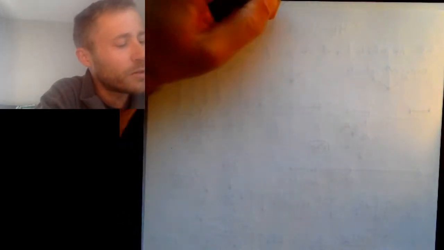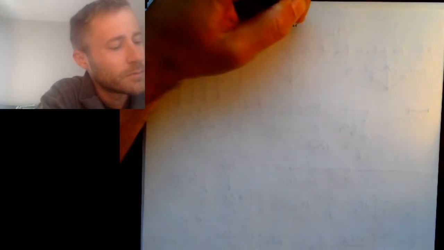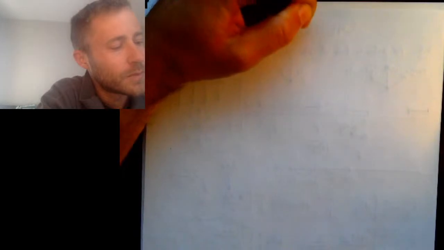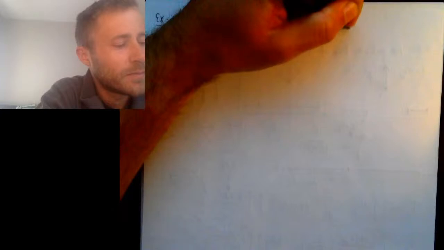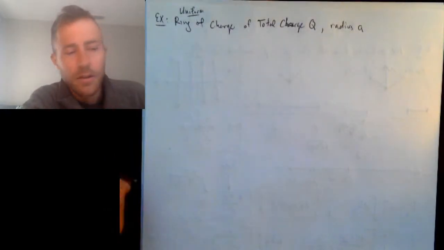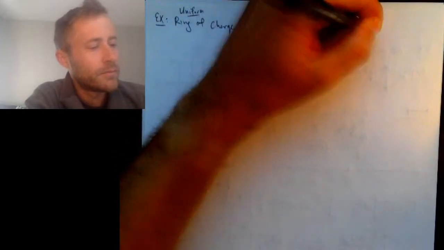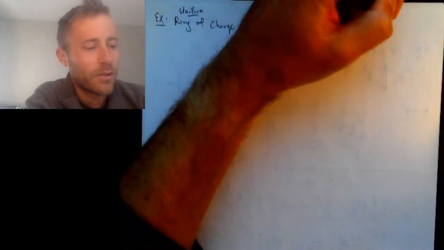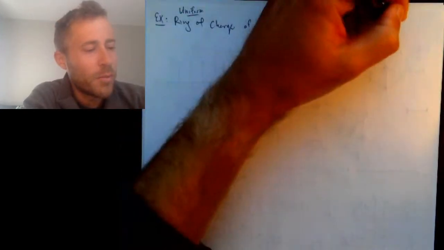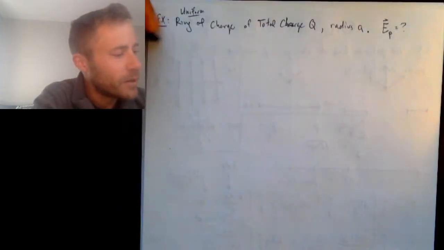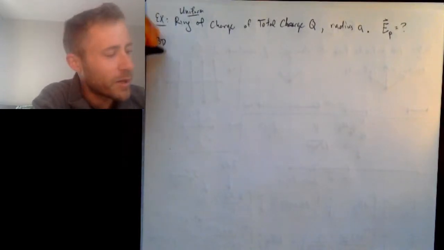Of total charge Q and radius A. So I'm going to draw this, and we want to calculate the electric field at point P. I'm going to define where point P is in just a second. So first of all, let's imagine looking at this from a 3D perspective.